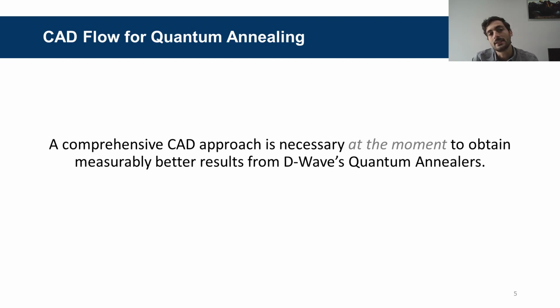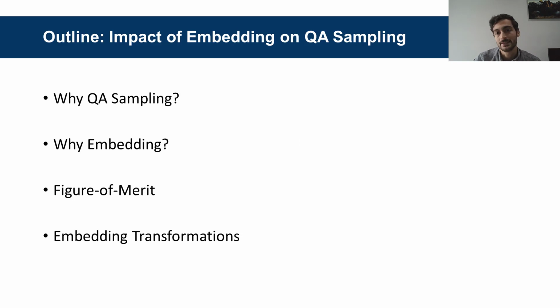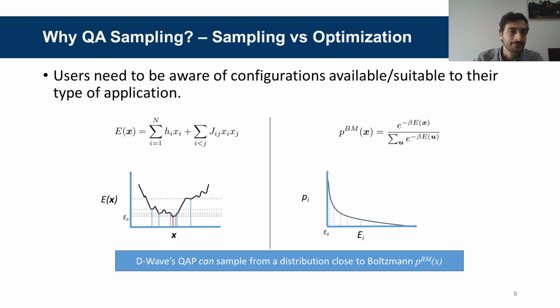So on that note, like I said, we're interested in the impact of embedding on quantum annealing sampling. And the way I want to introduce this is by first going through the reason why we look at these specific parts of the CAD flow. Then I'll focus on how we can measure changes in performance, and then I'll go through some of the small experiments we've looked at. So why quantum annealing sampling?